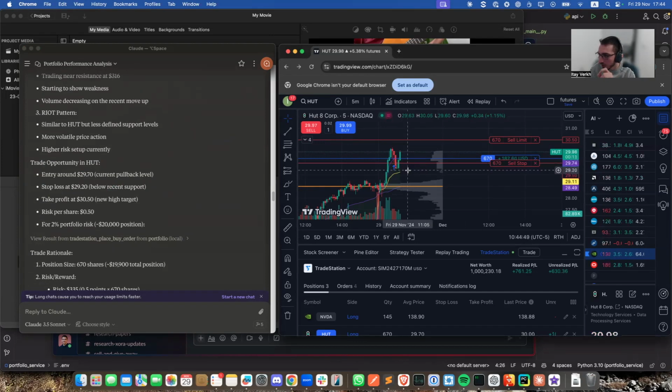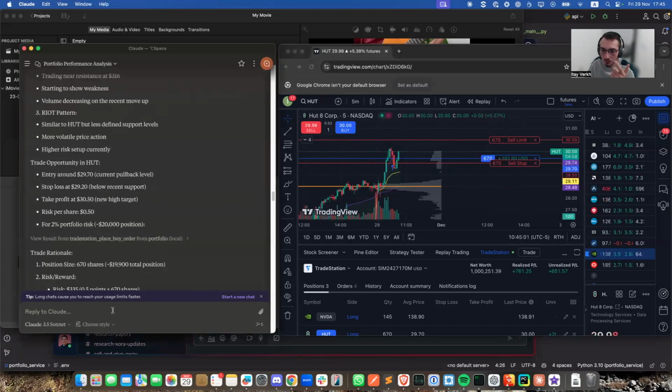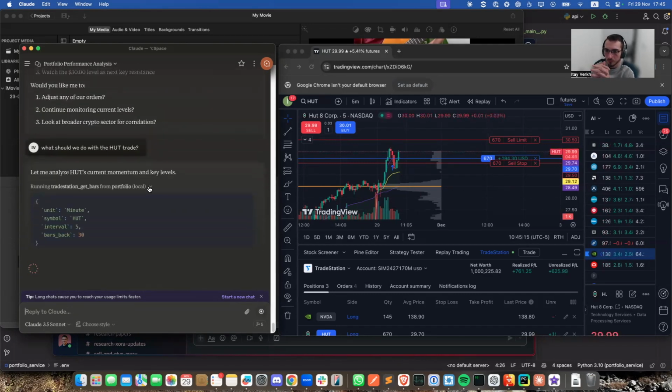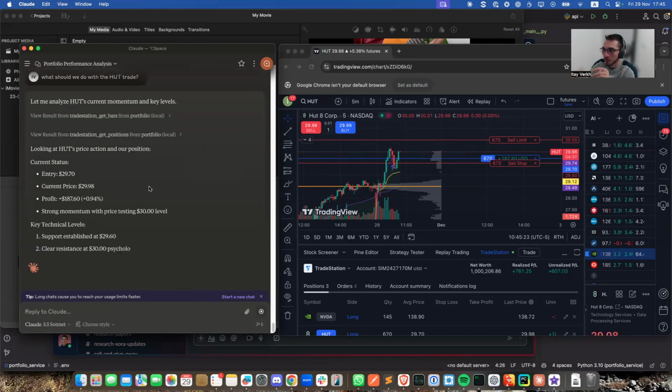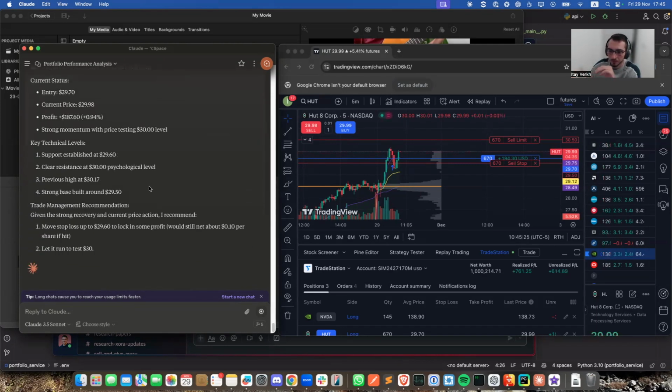The stock just barely went above it. And as you can see, it's now profitable. So I'm just going to go ahead and, well, I put the stop loss up, so maybe I shouldn't touch it. So let's ask Claude what we should do with the hot trade. Personally, I would exit here, but let's see if Claude thinks otherwise.